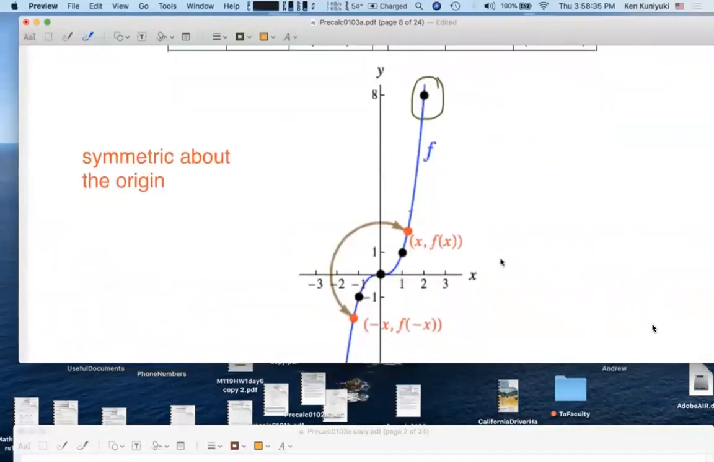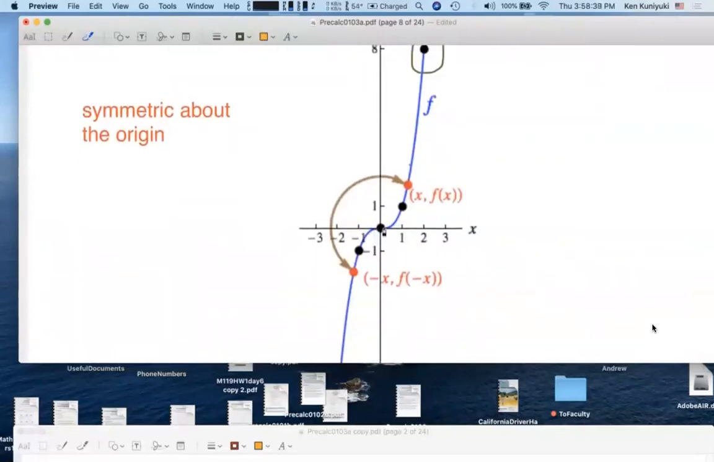Also, you can draw a straight line through the origin, any point (x, y) on the graph, and the corresponding point (-x, -y) on the graph. If the point (x, y) lies on this graph, then the point (-x, -y), the opposite of x and the opposite of y, will also lie on the graph.